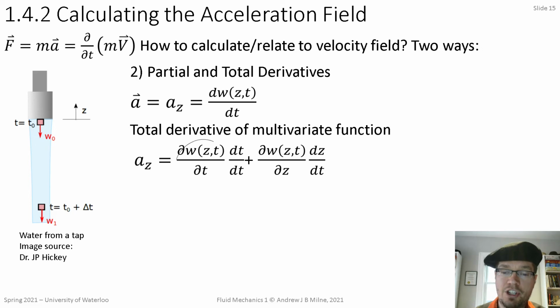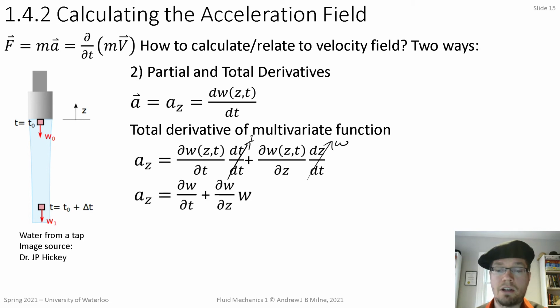So this is the standard way of taking a total derivative of a multivariate function. We have the change with respect to t times the change of t with respect to t, and that obviously just drops off to be 1, plus the change with respect to z times the change in z with respect to t. But we know that dz dt is by definition w. So in one fell swoop here, we can jump and get the acceleration field is just dw dt plus dw dz times w, just like before.